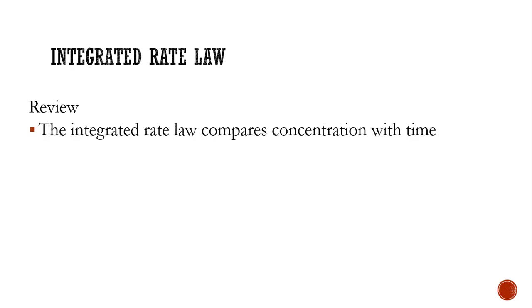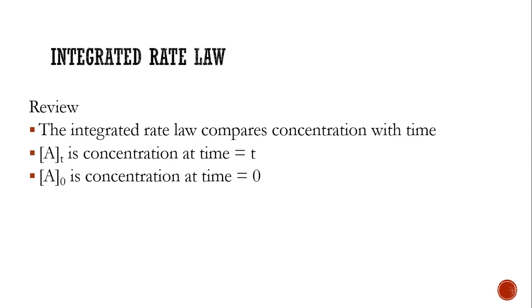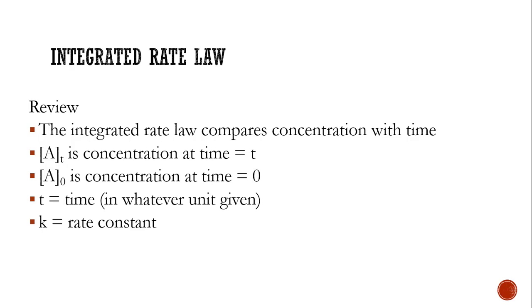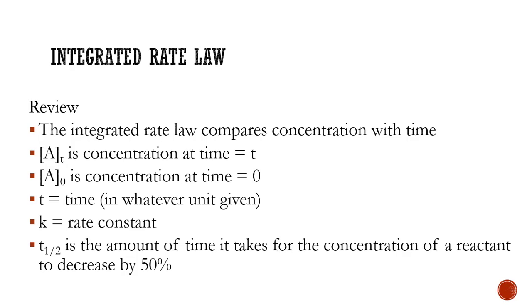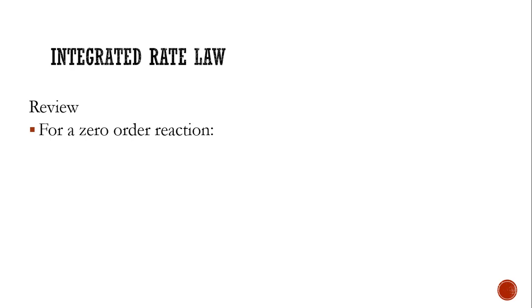So to review, the integrated rate law compares concentration with time. A sub t is concentration at time t. A sub 0 is concentration at time 0. T is time in whatever unit is given. K is the rate constant. And the half-life is how long it takes the concentration of a reactant to decrease by 50%.